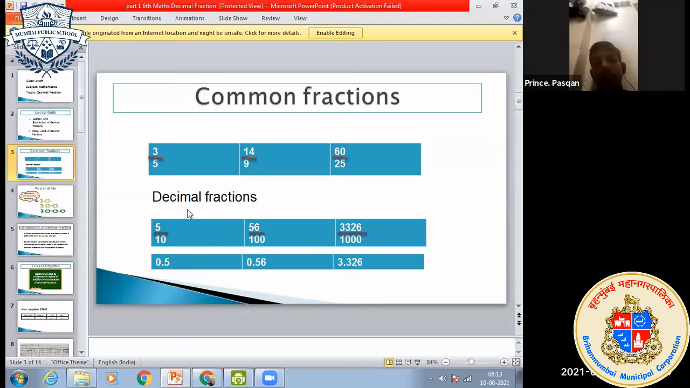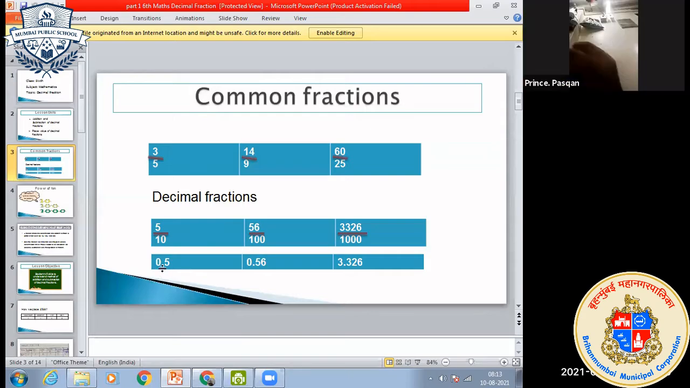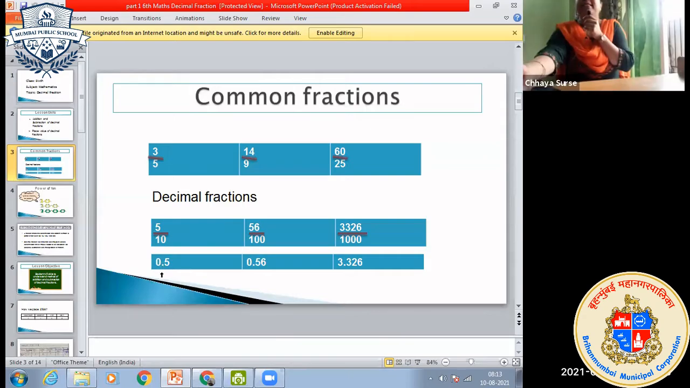In this chapter, we learn about decimal fractions. And in decimal fractions, this point is called the decimal point. For example 0.5. That point is called the decimal point, and after the decimal point, there are the decimal places. The digits after the point are called the decimal places.